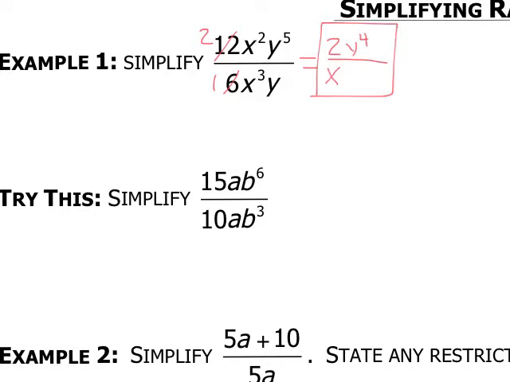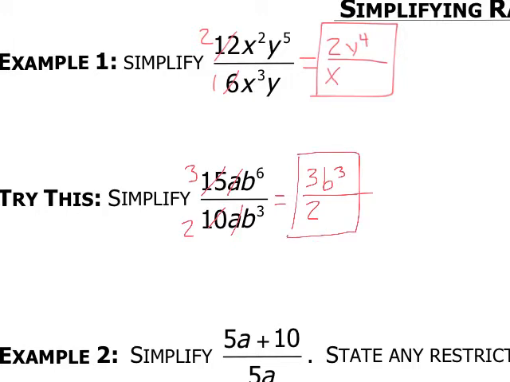Okay, so if I'm reducing my fraction, 15 and 10 are both divisible by 5. So 15 divided by 5 is 3. 10 divided by 5 is 2. So I have 3 over 2. I have a single a on top and a single a on bottom. Those cancel out nicely. 6 b's on top, take away the 3 b's on bottom, leaves me with 3 b's on top. So I have 3b to the third over 2.